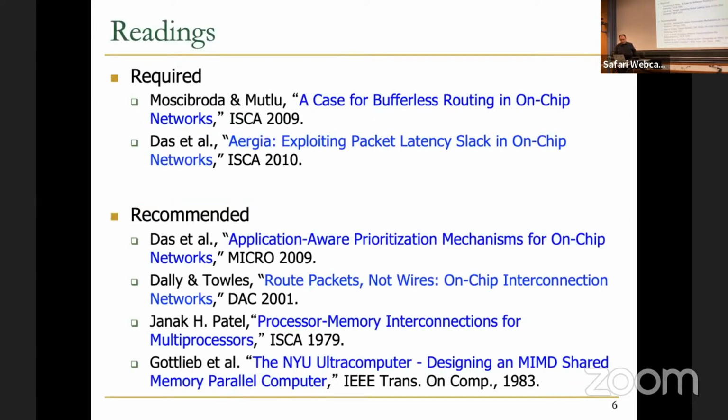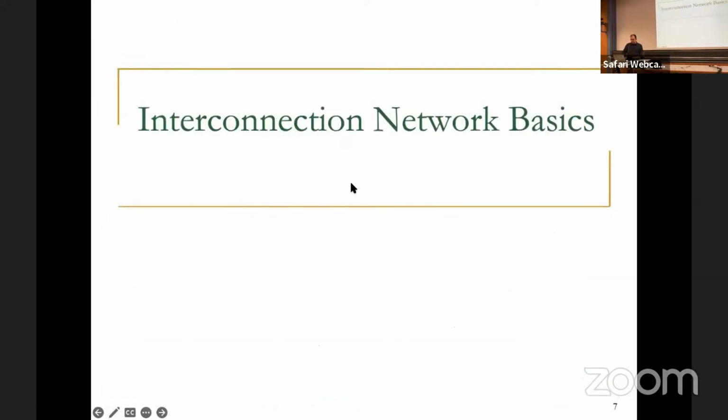Good. So these are some very important readings for this lecture. These first two are very important papers. We will discuss this paper, A Case for Bufferless Routing, I think next week. Professor Mutlu will discuss it. And this one is also a paper about exploiting packet latencies in on-chip networks. These are important readings that you can check. We also suggest some other readings as recommended. We're going to see them in your homework 5, essentially.